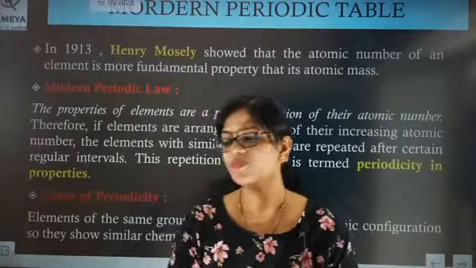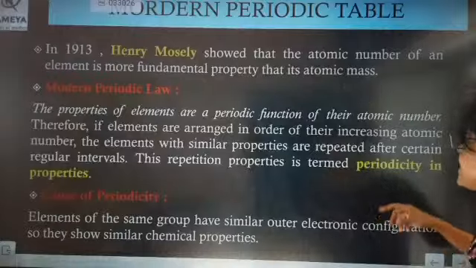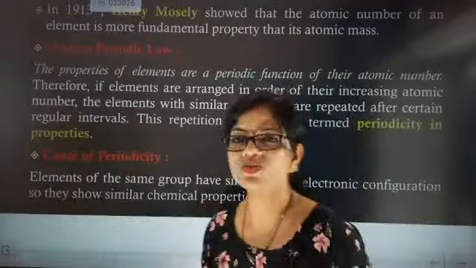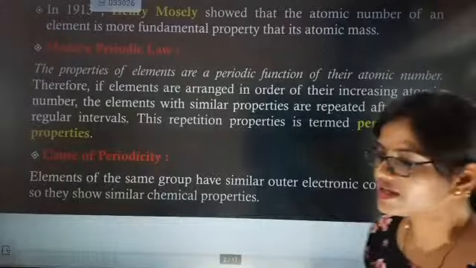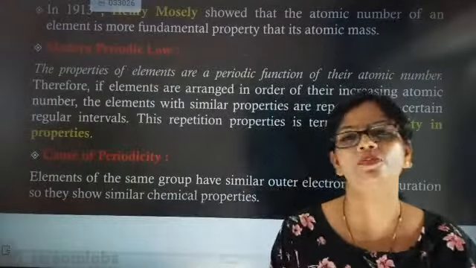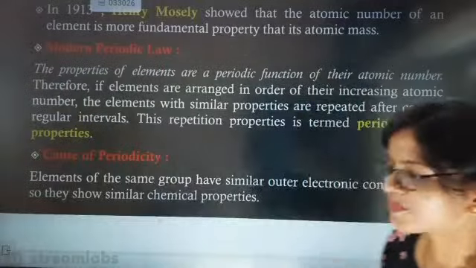So when they are repeated, they are having what, beta? They have similar properties. They are exactly having similar properties. That's why it is called periodicity in properties. What is that word called? Periodicity in properties. Okay, so I actually understood this point.